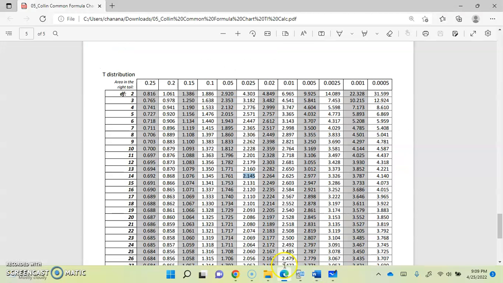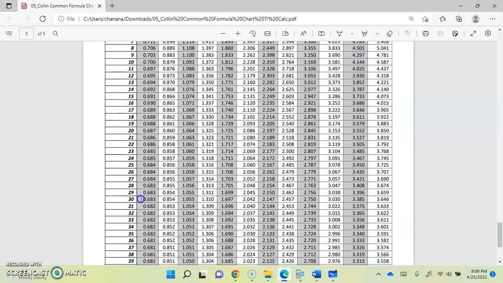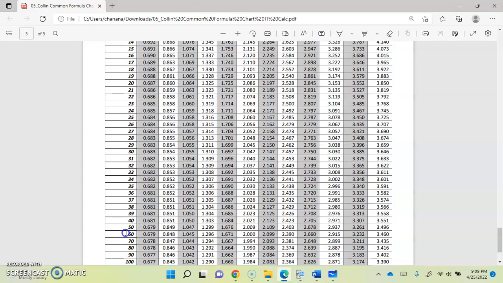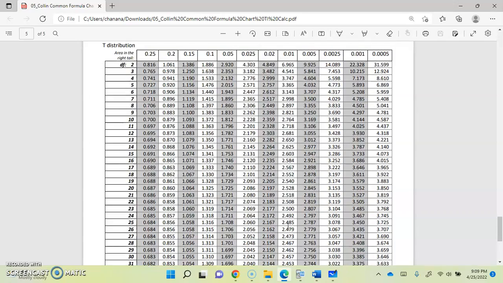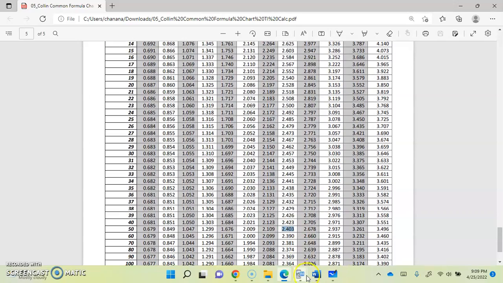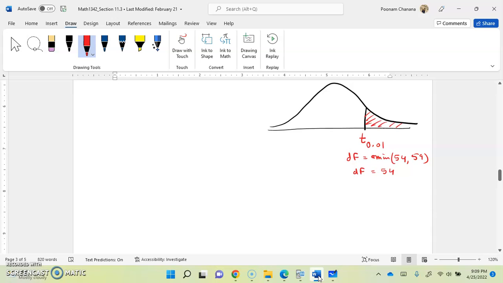Let's look into the formula chart. T.01, so we are in this column here, and degrees of freedom is 54. We don't have 54 here, so whichever is closer. 50 is closer, so go there. This is the number 2.403 in the 0.01 column. So this is 2.403, the T critical value.